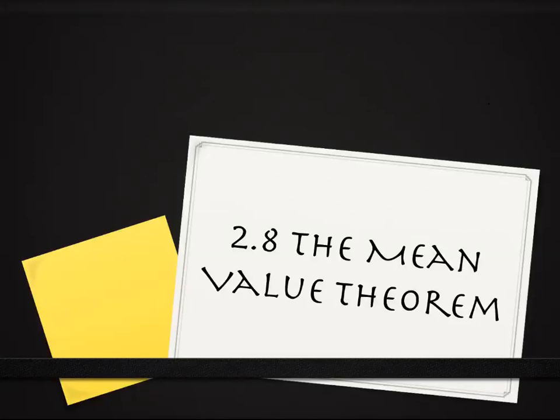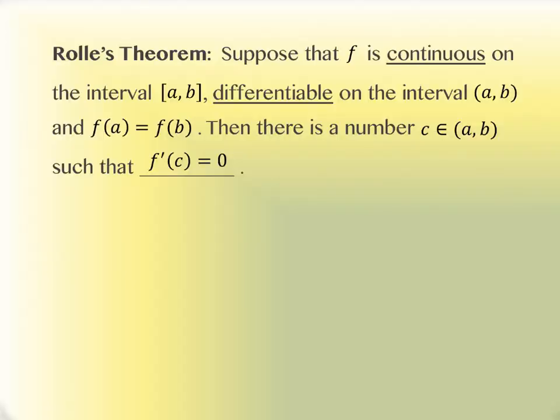Today we're going to take a look at 2.8, the Mean Value Theorem. To start with, we're going to take a look at another theorem that is a simplified version of the Mean Value Theorem. This is called Rolle's theorem, named after a mathematician named Rolle.